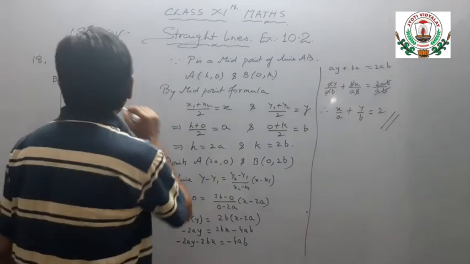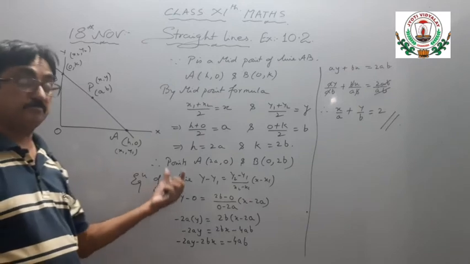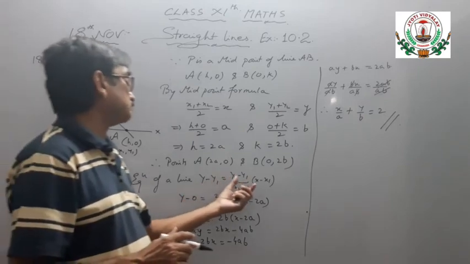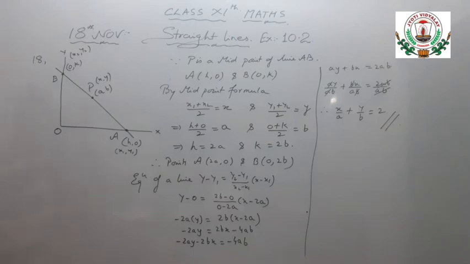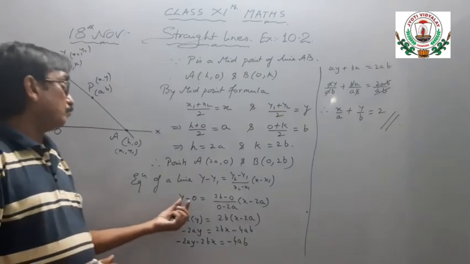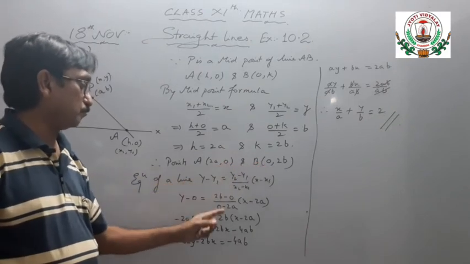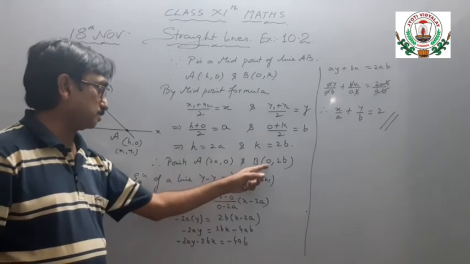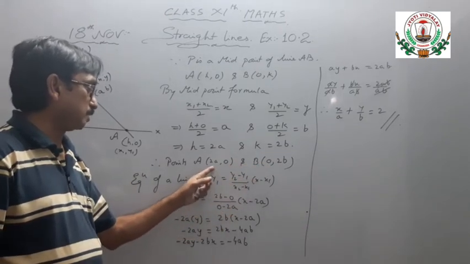Now we have to find the equation of the line AB. The equation of a line passing through two points is given by the formula y minus y1 equals (y2 minus y1) upon (x2 minus x1) into (x minus x1). So y minus y1 is y minus 0, y2 minus y1 is 2b minus 0, x2 minus x1 is 0 minus 2a, and x minus x1 is x minus 2a.